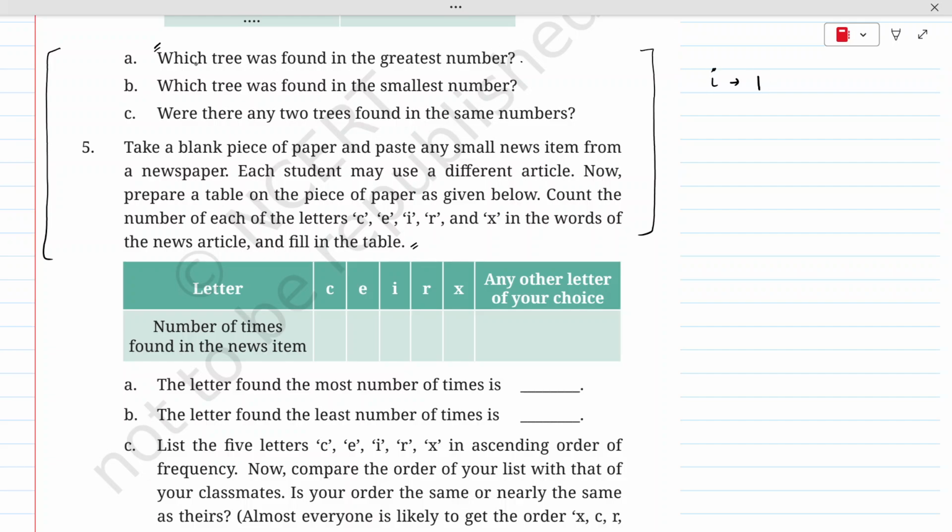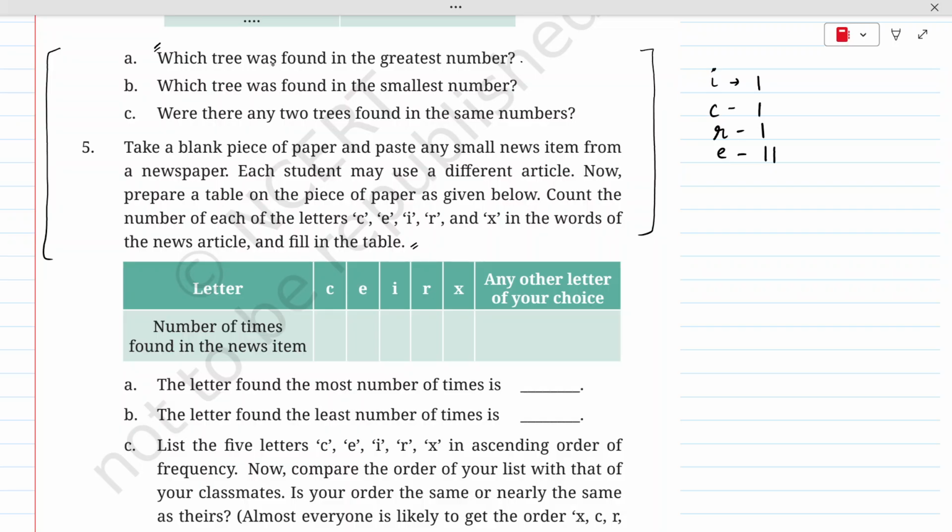And then we have C. C again, we have once. Next, we have H. We don't have H. T, we don't have T. R, yes, we have R. R, I'm writing once. Okay, I, C, R. And then E, yes, we also have E. So we are writing E 2 times now.